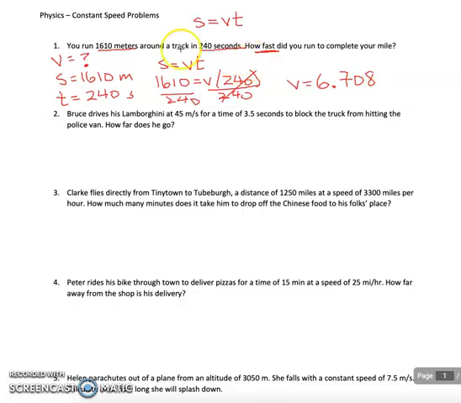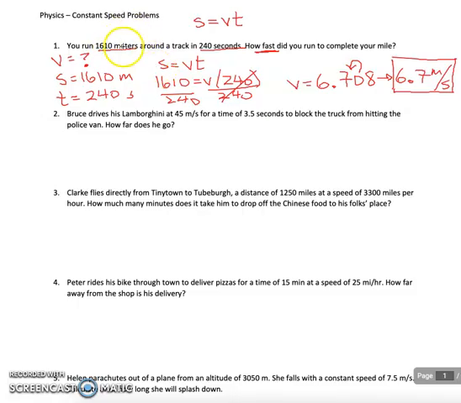6.708. Which, if you look at our information here, we're only going to have two significant figures here. So the 0 is going to tell the 7 how to round. So 6.7, and that will be meters per second. Meters per second. And that answers the question. It's how fast you were running to complete the mile.